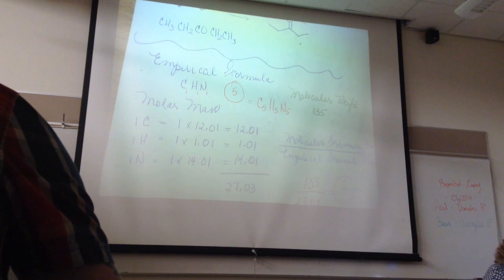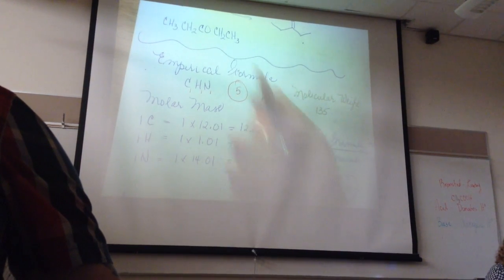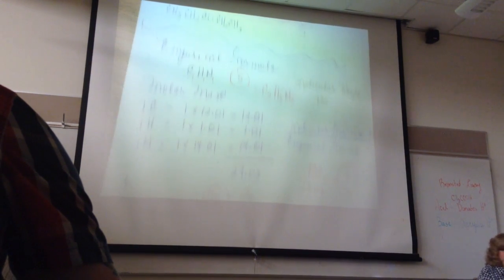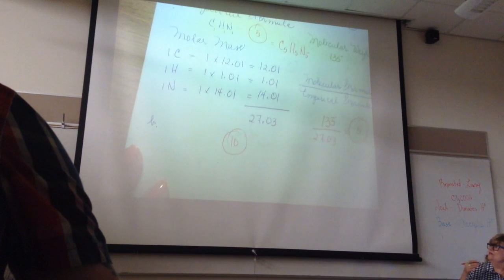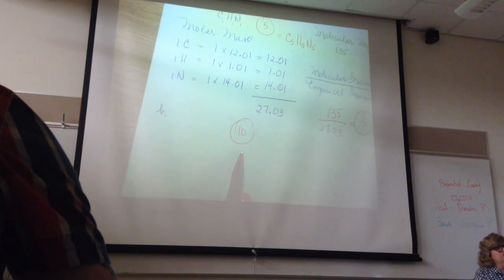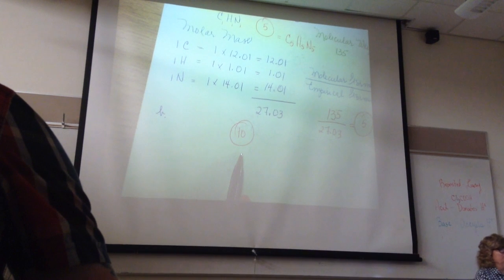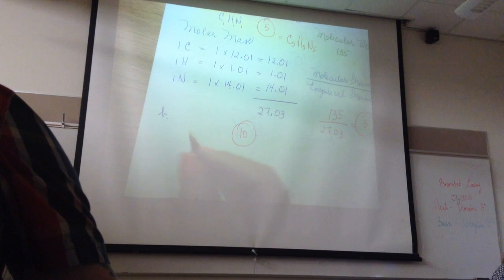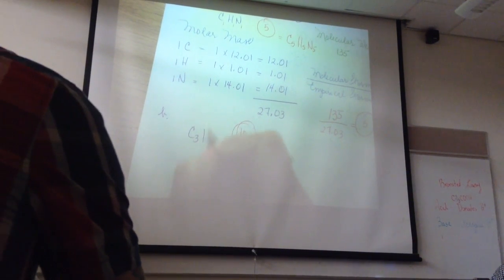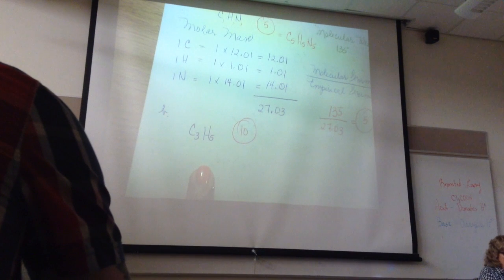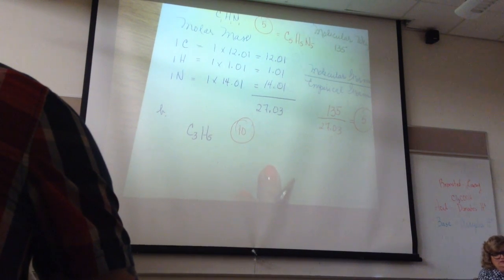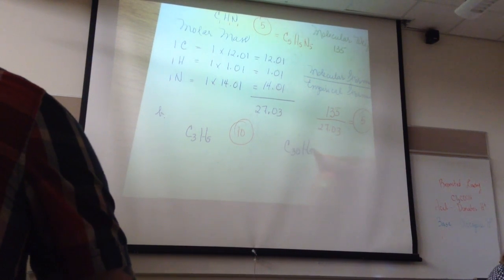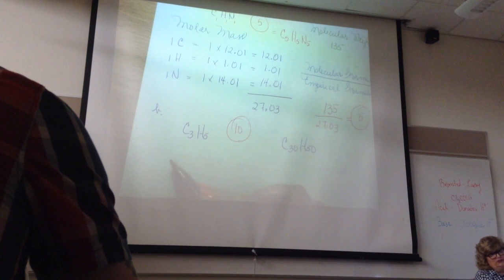For letter B, the round number I'm calling here was 10. What do you call that number that I'm going to either multiply or divide by to get from the empirical to the molecular formula? So it's C3H5, the empirical formula. The empirical times the number, you end up with the molecular. The molecular divided by the number, you get the empirical.